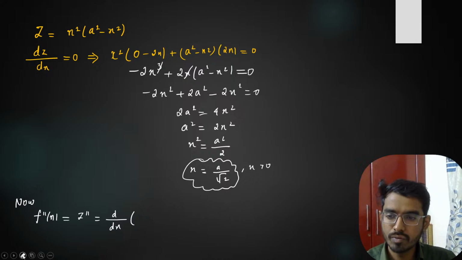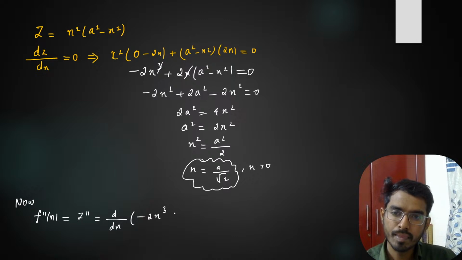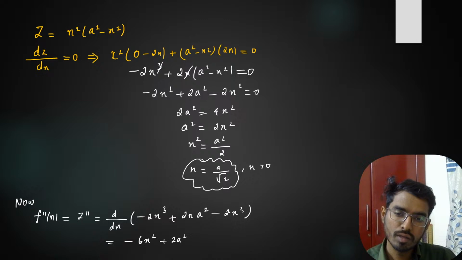What is our first derivative? This is our first derivative, right? This minus 2x cube plus 2x into a square minus 2x cube. So we'll differentiate this again. This is minus 2 into 3x square, which is minus 6x square, and this will be 2a square. This will be again minus 6x square. So I can write this as minus 12x square, right?